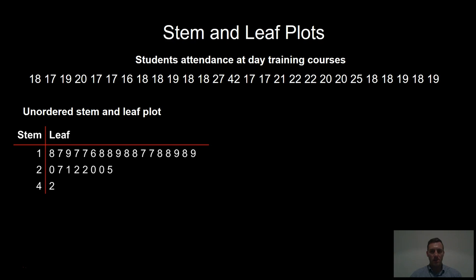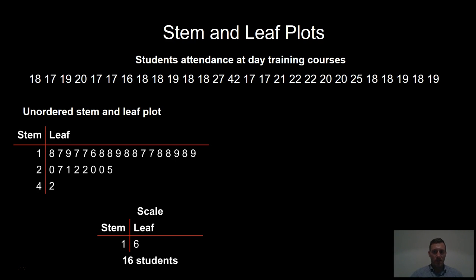I've written down the numbers listed above in the order they are provided. Scale helps someone to read the stem and leaf plot. You notice from our data above, 18 is our first number. Therefore, we write 1 in the stem, and then 8 in the leaf. 17 was our second number, so I've written 1 in the stem, and then 7 in the leaf.